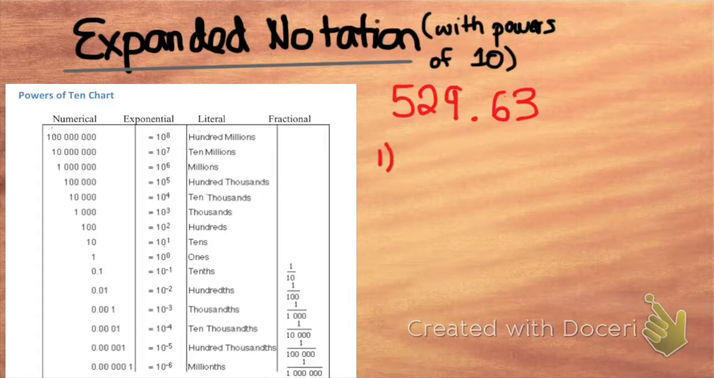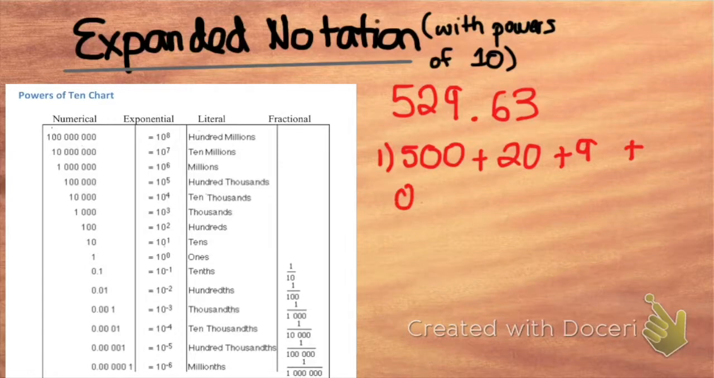We can write this as 500 plus 20 plus 9 plus 0.6 plus 0.03. This tells us about the 500. This tells us about the 20. This is the 9, because it's the 1s. This is 0.6, or decimal 6, because this is in the tenths column. And this is 0.03 because this 3 is in the hundredths column. So all I've done was expand it out into its place values.